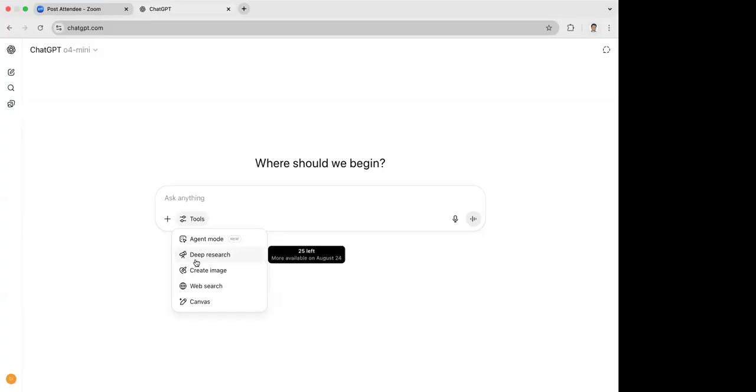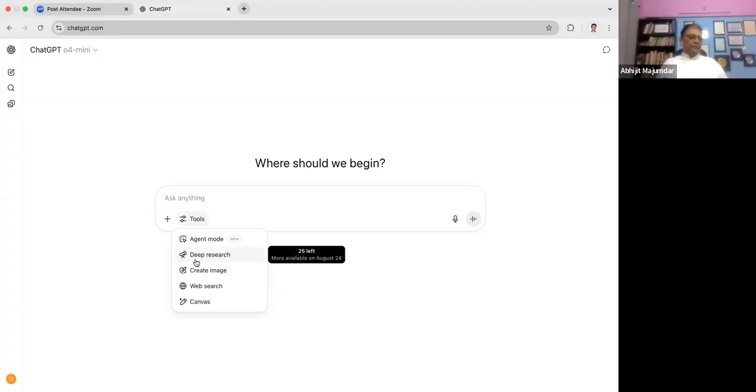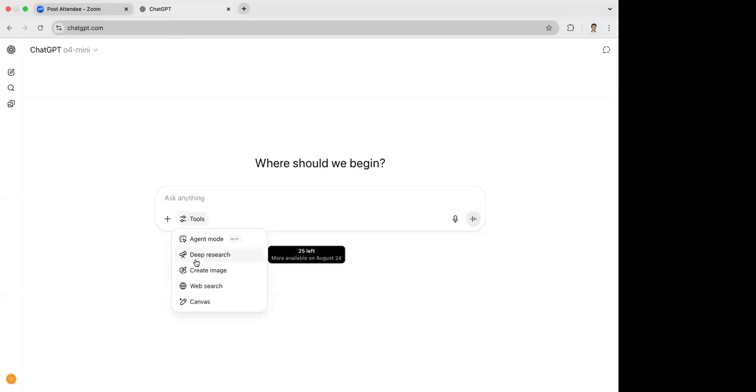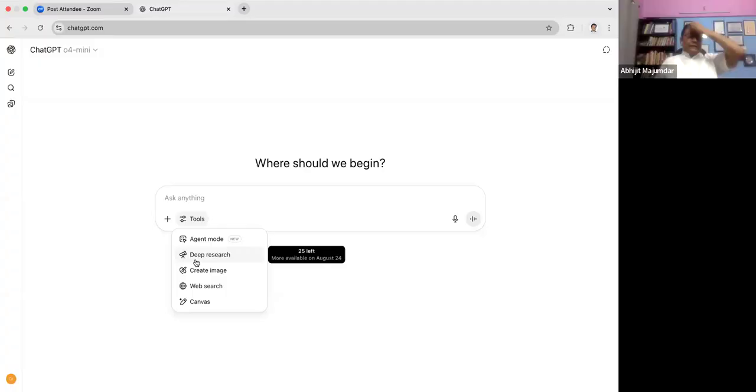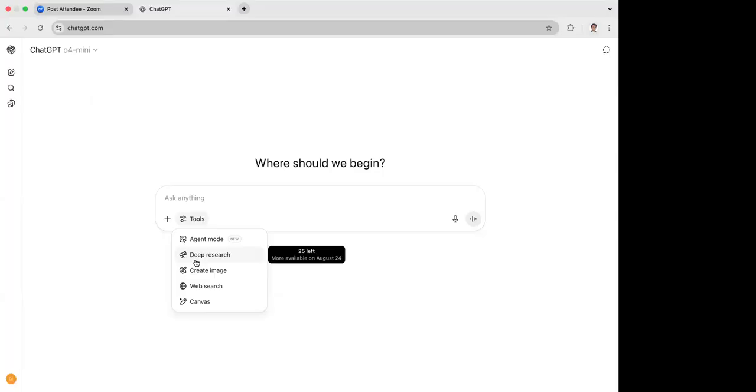Okay. And just out of curiosity, is this deep research feature available only with the licensed user? Yes, only with licenses. And I think there is some cap also, right? 25, 26 left or something. Yes, there's a cap because it uses very high compute.